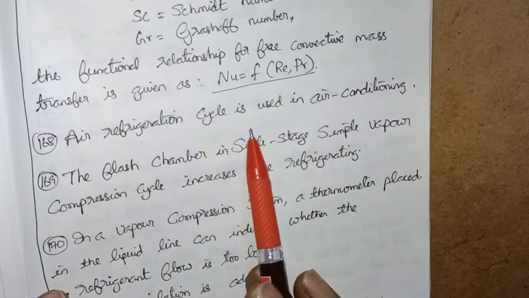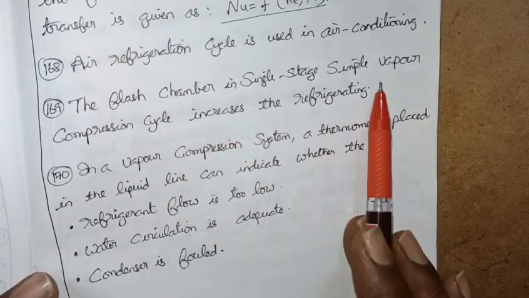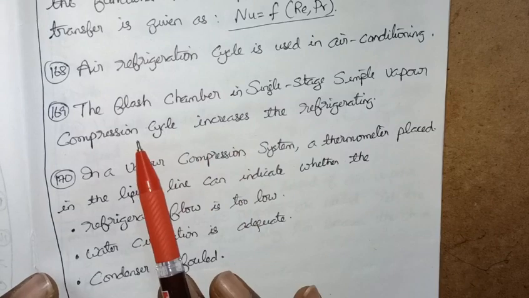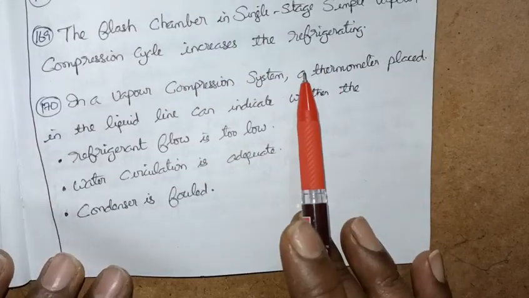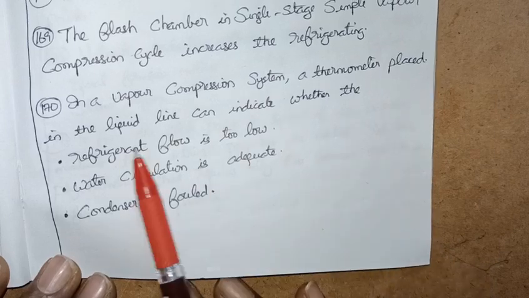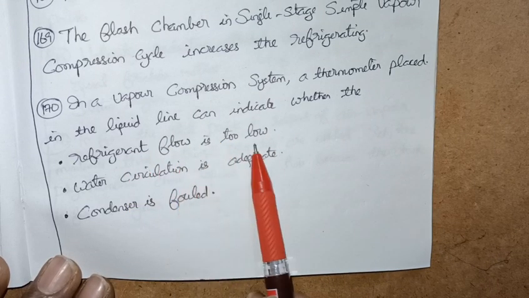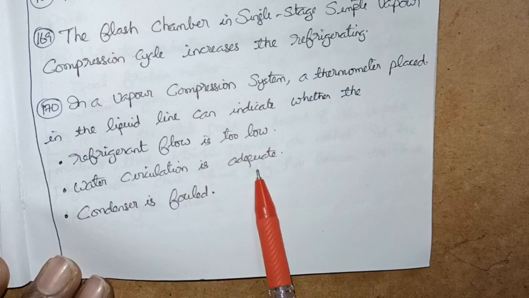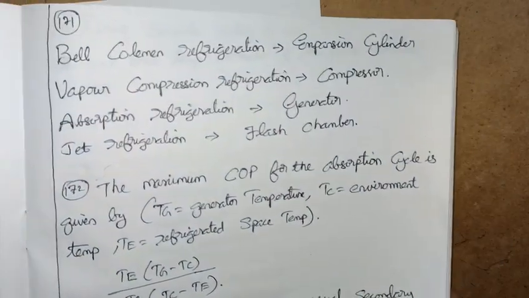Air refrigeration cycle is used in air conditioning. The flash chamber in single stage simple vapor compression cycle increases the refrigerating effect. In a vapor compression system, a thermometer placed in the liquid line can indicate whether the refrigerant flow is too low, water circulation is adequate, condenser is full. Okay, I think all of you are understanding. We'll continue with some more things.